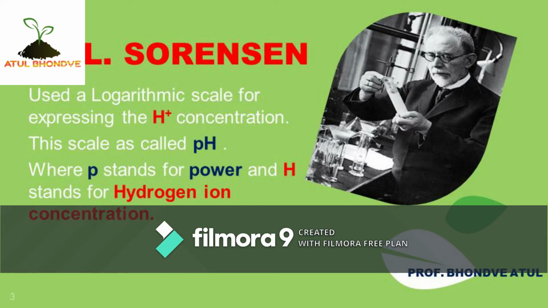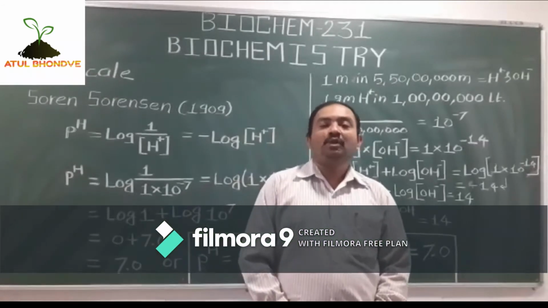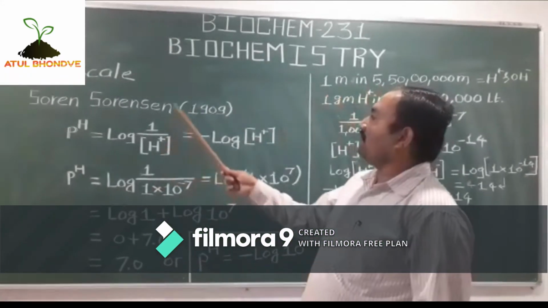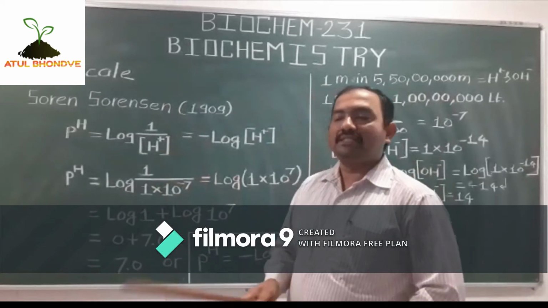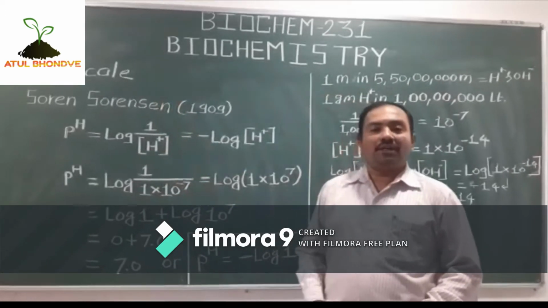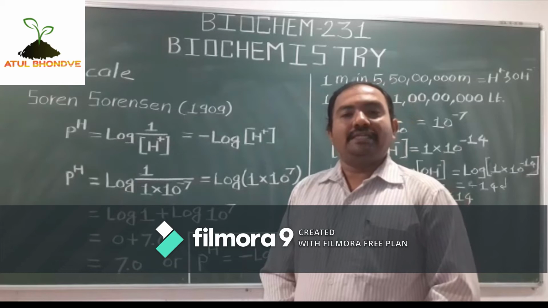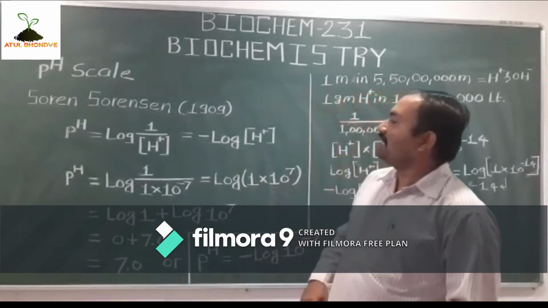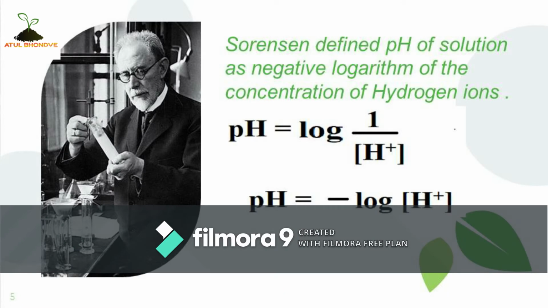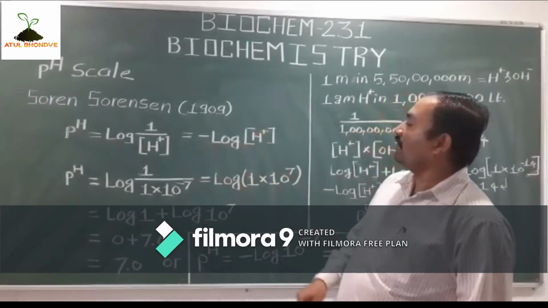In the case of pH, the scientist Sorensen, a Danish biochemist, first used the logarithmic scale to calculate the hydrogen ion activity, the hydrogen ion concentration. Here the calculation is already represented on the blackboard. According to him, pH is equal to log 1 divided by the hydrogen ion concentration, so it gives rise to the negative logarithm of hydrogen ion.